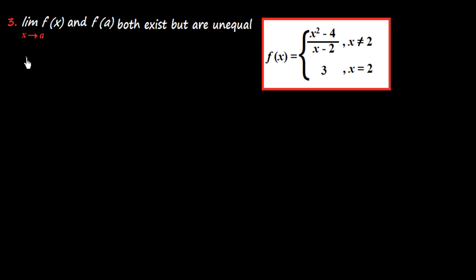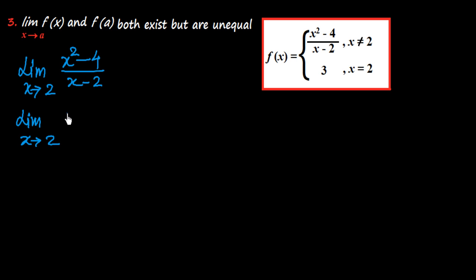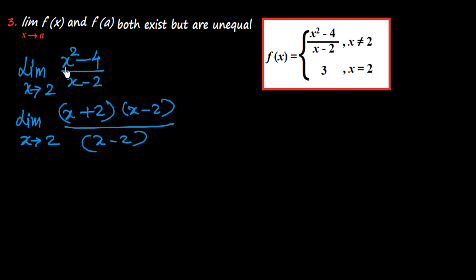So limit x tends to 2 for (x square minus 4) over (x minus 2), then limit x tends to 2, it's (x plus 2) into (x minus 2) over (x minus 2). You see here the x square minus 2 square, which is (x plus 2) into (x minus 2). We have applied the identity a square minus b square is equal to (a plus b) into (a minus b). So here you see now, this eliminates each other.